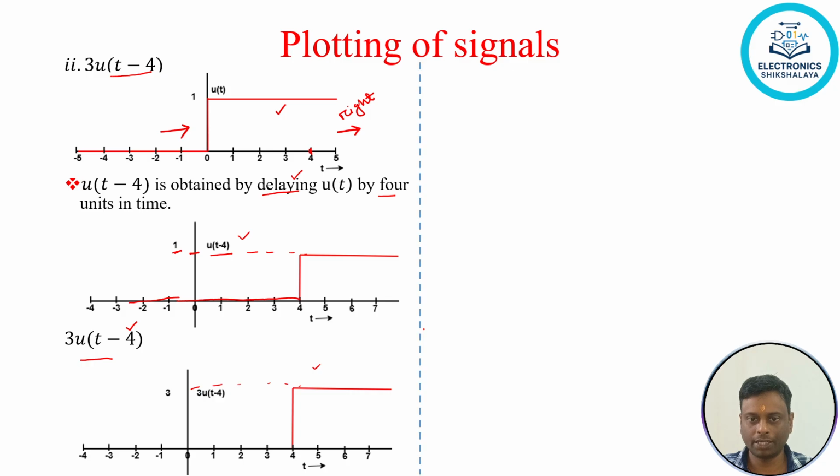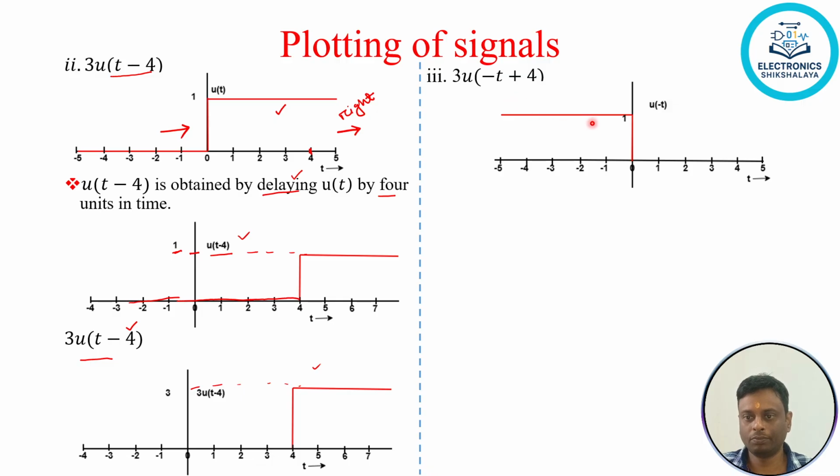So let us see our third case. The third case is 3u(-t+4). Let us plot first u(-t), then u(-t+4), that would be 3 into u(-t+4). So this is our u(-t). This is the reflection of the signal about the time origin.